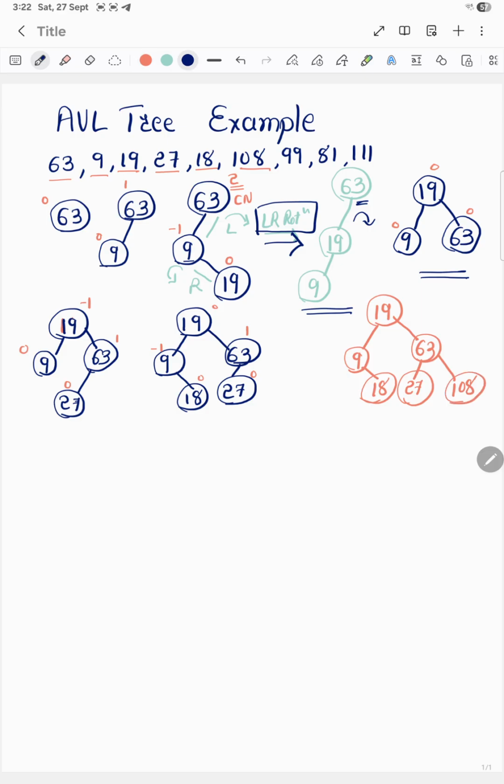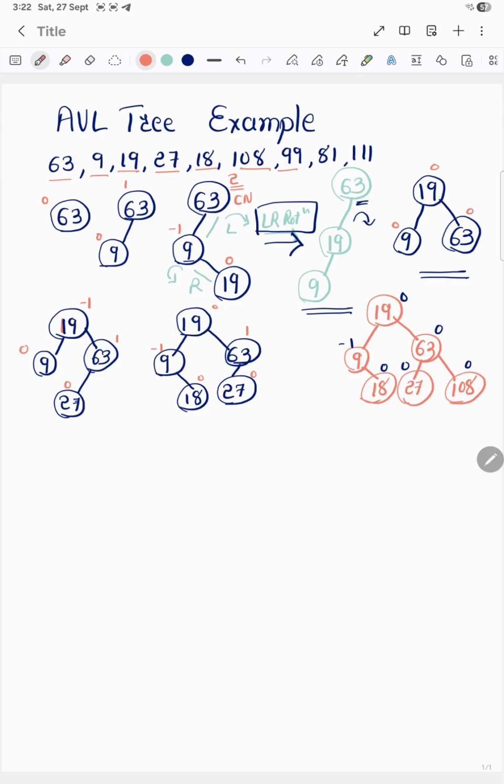Only one time we did a rotation, right? If I check the balance factor, for 18 it's 0, for 9 it's minus 1, 27 is 0, 108 is 0, 63 is 0 and 19 is 0, right? Still it is an AVL tree, because there is no imbalance. Now I need to add the next element. So the next element is 99, right?